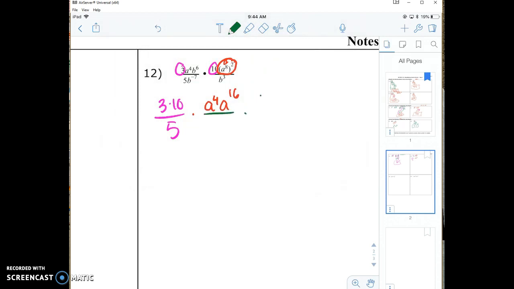Okay, and then I have b's. I see b to the 6th. On the bottom, I have b to the -7 and b to the 3rd. Starting with my numbers, 3 times 10 is 30, divided by 5 gives me 6.